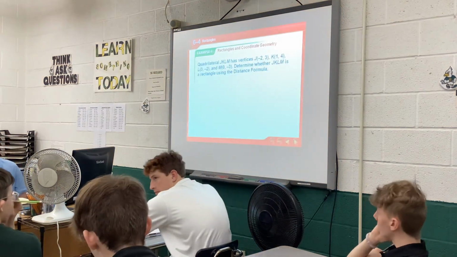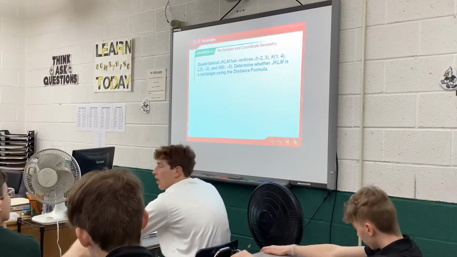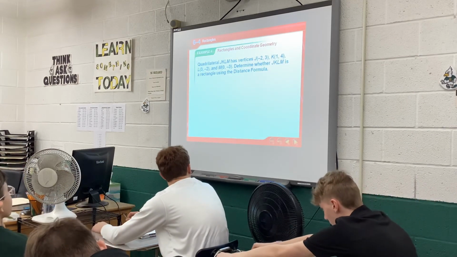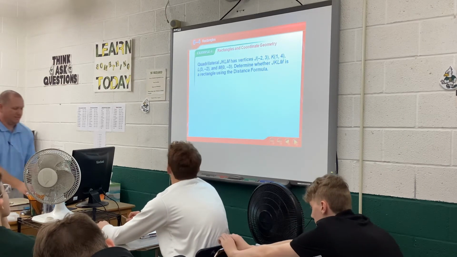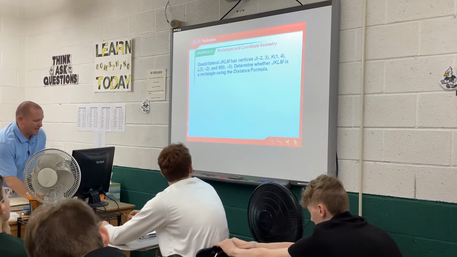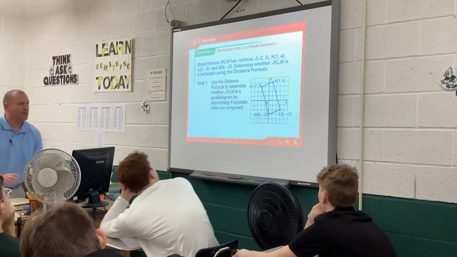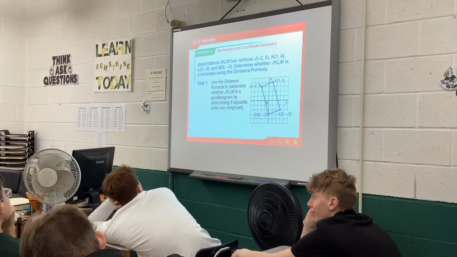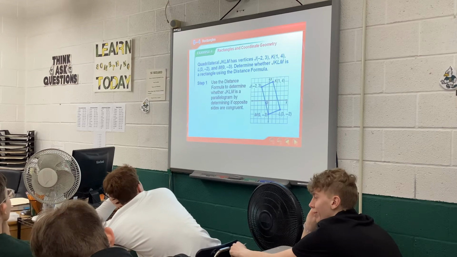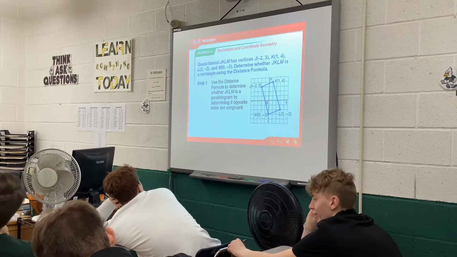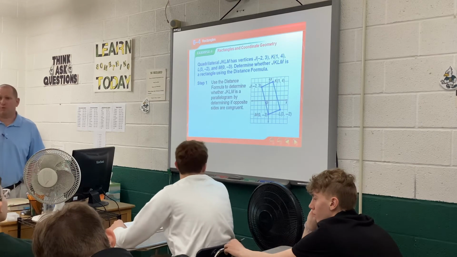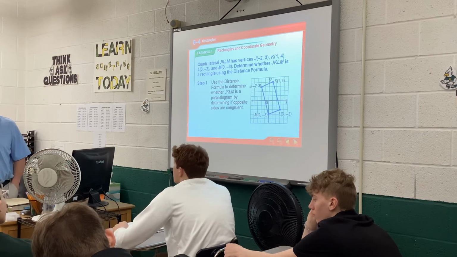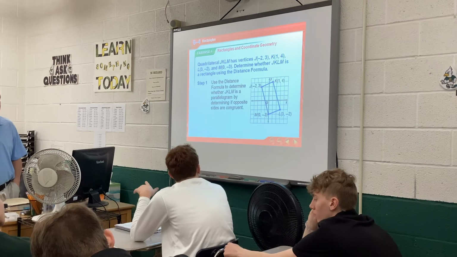So this is the one that we're talking about. Quadrilateral JKLM has vertices given, and they ask you to determine whether JKLM is a rectangle using the distance formula. Now they specifically ask you to use the distance formula in this one. I really don't care what you use. As long as you can show that we have the right things, then I don't care what you actually use. I'm not gonna make you zero in on one or the other.